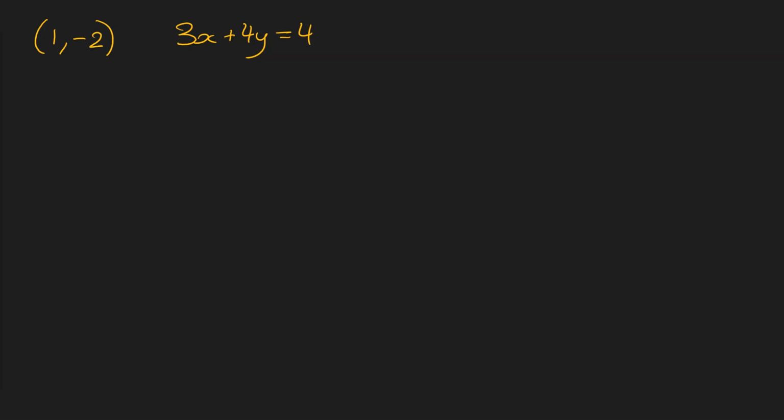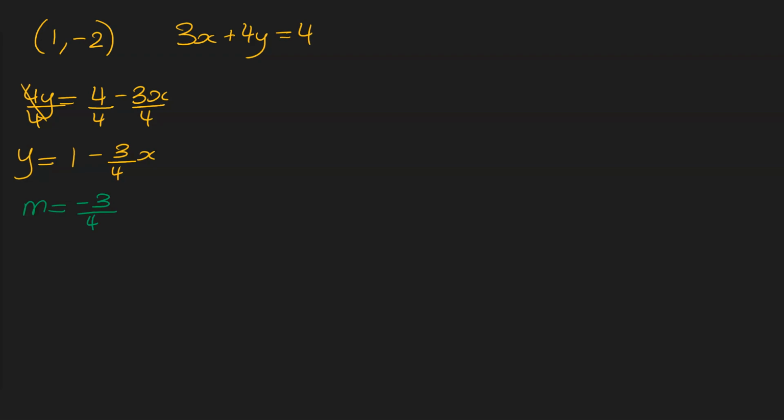First things first, we should find the gradient for this equation, and we will rearrange it. So we've got 4y equals 4 minus 3x. Now divide everything by 4. If I simplify that, y equals 4 over 4, which is just 1, minus 3 over 4 x. Now we have found our gradient: negative 3 over 4.